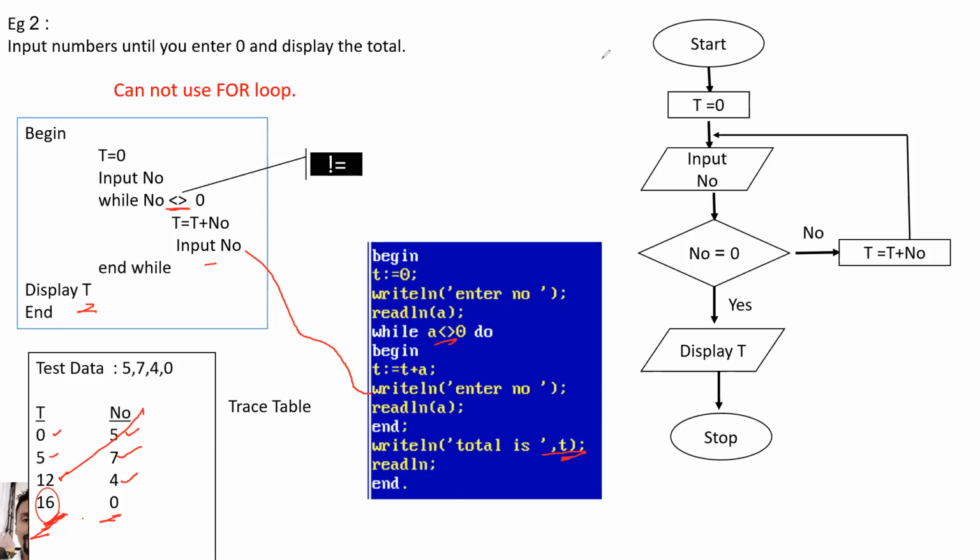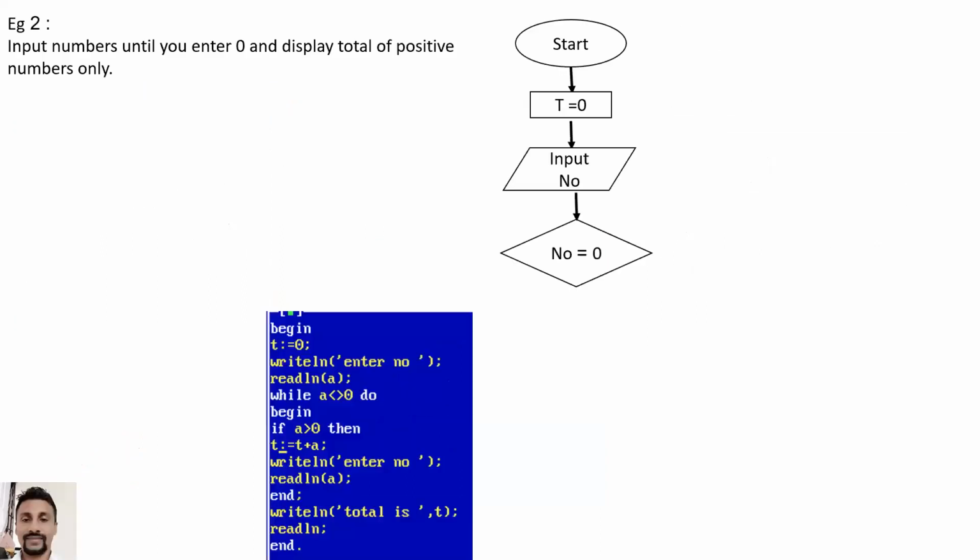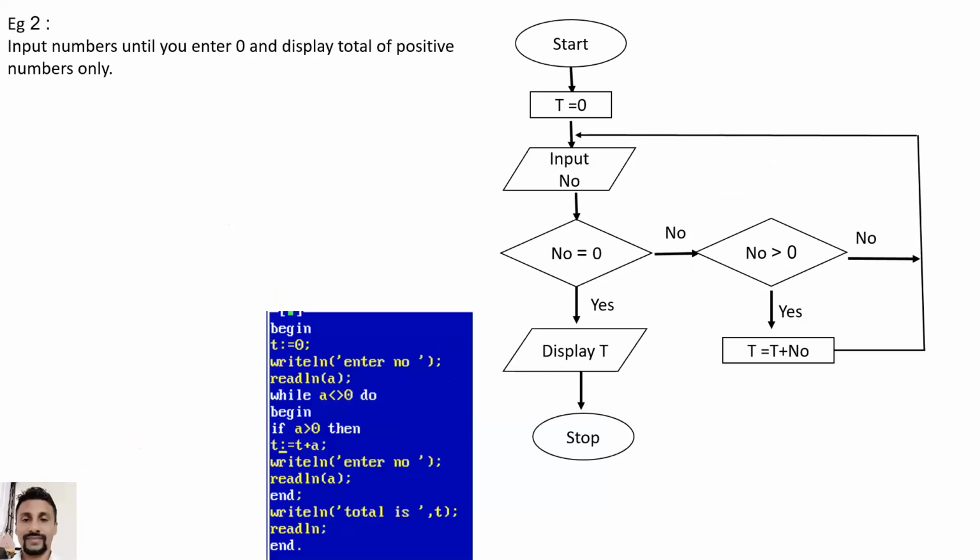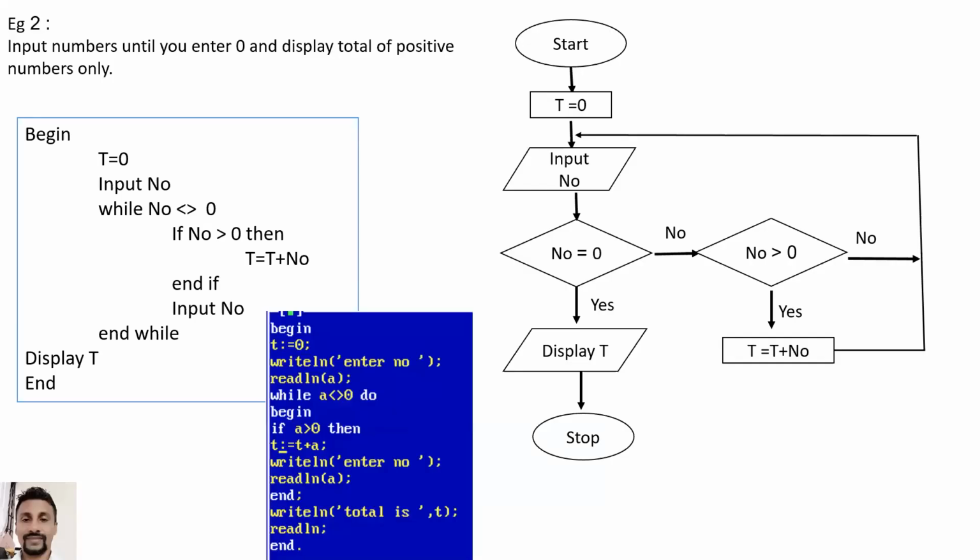Okay, we'll go to another program. Input numbers until you enter 0 and display the total of positive numbers. Now you have the same condition as earlier. You have to do this until you enter 0. But now I'm going to display the total of positive numbers. There you have to use an if condition also. Now look at the flowchart.